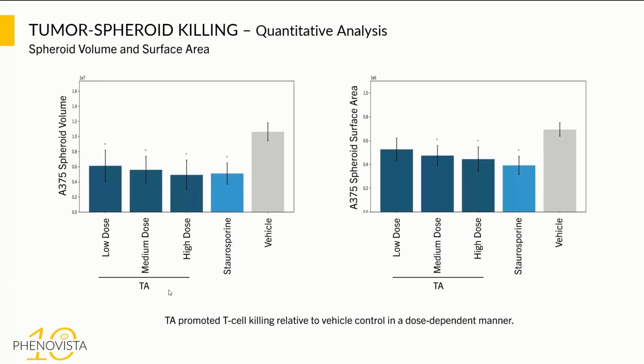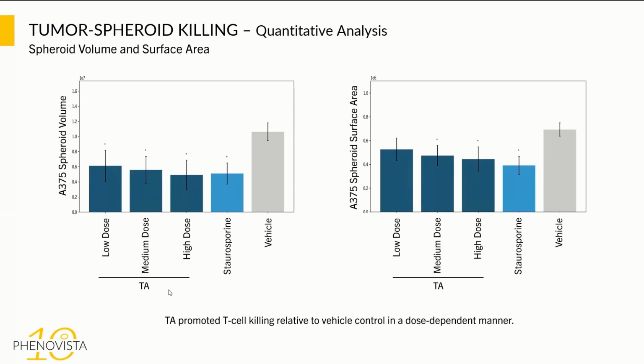And then with staurosporine, it's pretty comparable to staurosporine with the higher doses of our client's test article. So in this case, this test article did promote the T-cell killing relative to vehicle control in a dose-dependent manner. And again, this one was with a compound to stimulate our PBMCs.